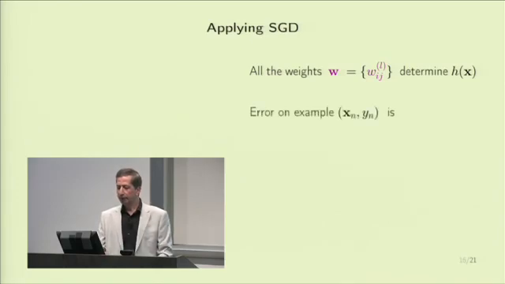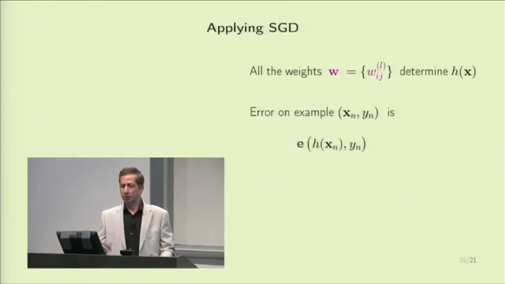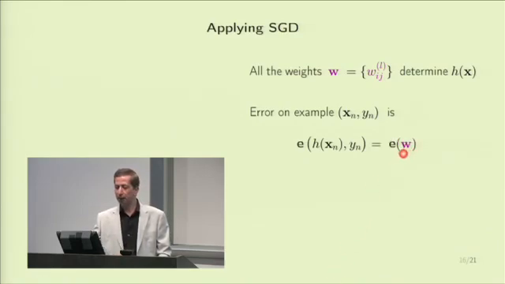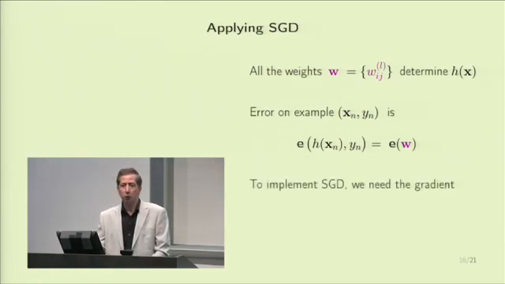Therefore, what I am doing here is getting the error on a single example, x_n, y_n. By definition, I have some error measure, let's call it E of h, between the value of the hypothesis, which is the neural network, and the target label. This happens to be a function of the weights in the network. y_n is a constant, x_n is a constant; this is part of the training example. h is determined by the w. That's why this is w, and I'm putting it in purple because this is the active quantity when we are learning. So to implement SGD, all you need to do is implement the gradient of this quantity.